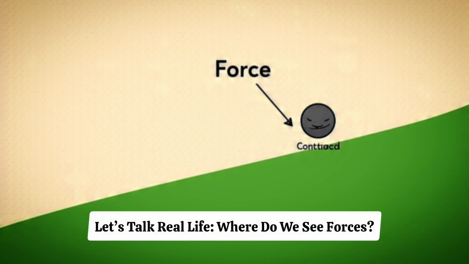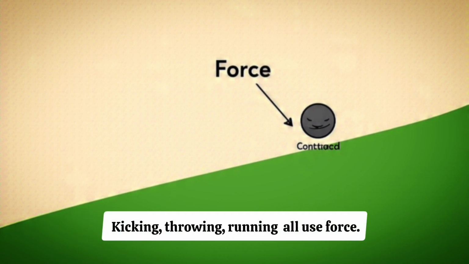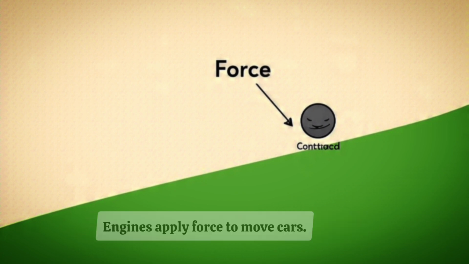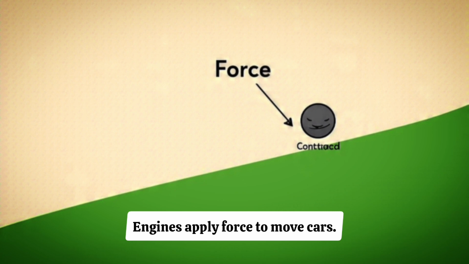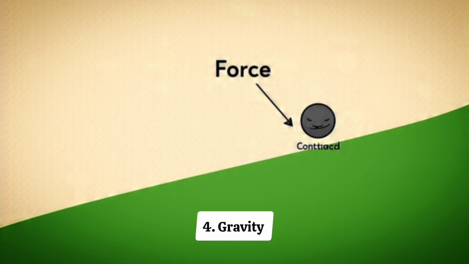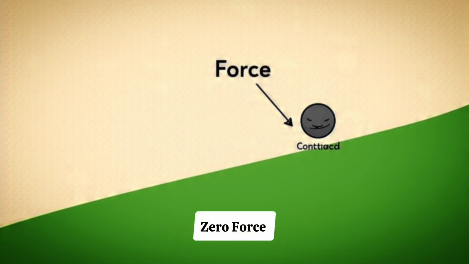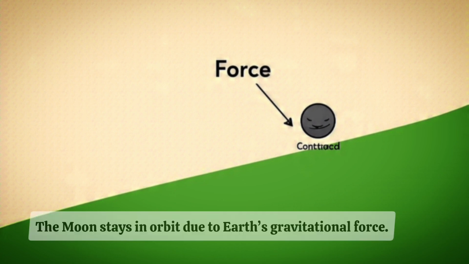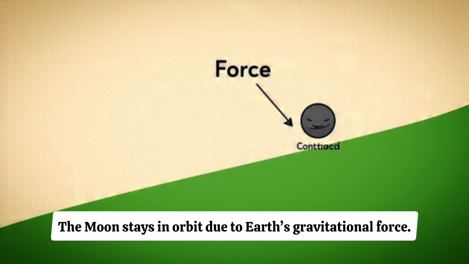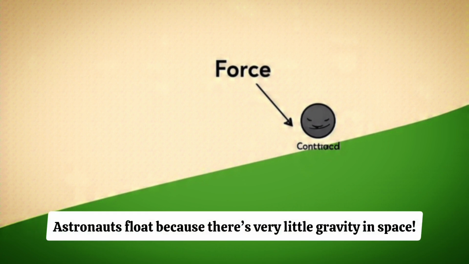Let's talk real life. Where do we see forces? 1. Sports. Kicking, throwing, running, all use force. 2. Vehicles. Engines apply force to move cars. 3. Friction. Helps us walk without slipping. 4. Gravity. Keeps us grounded. 5. Magnetism. In fans, speakers, and more. Did you know? Zero force, zero motion change. The moon stays in orbit due to Earth's gravitational force. Astronauts float because there's very little gravity in space.